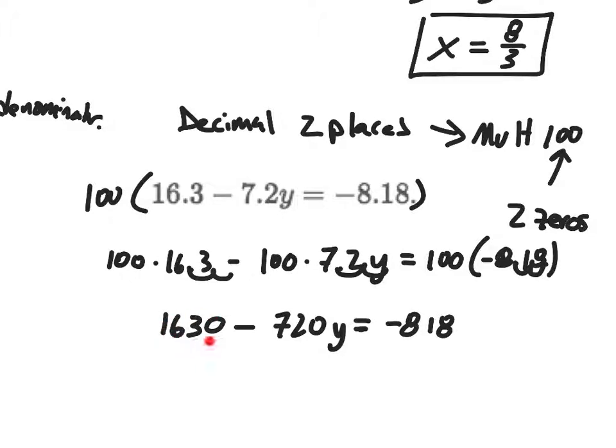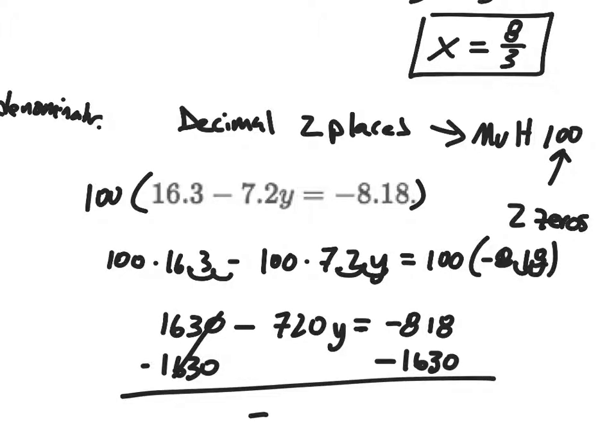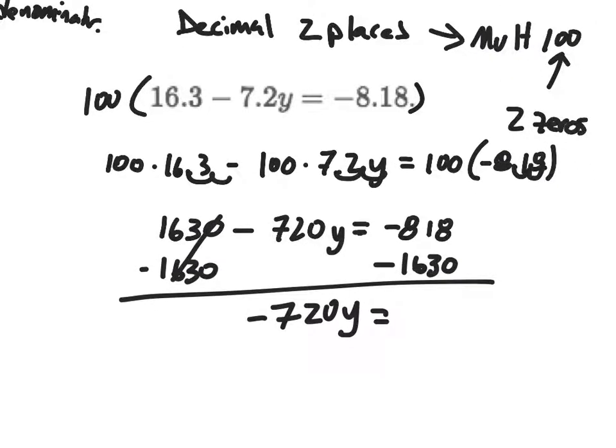So what I'm going to do is subtract 1,630 from each side, minus 1,630. These are going to cancel out and add to 0. So I'm left over with negative 720y is equal to 818 minus 1630. And this is going to give me a value of negative 2,448.